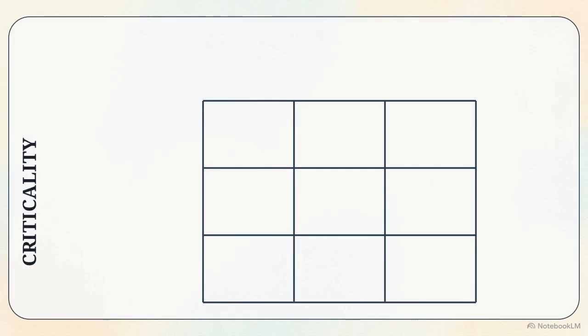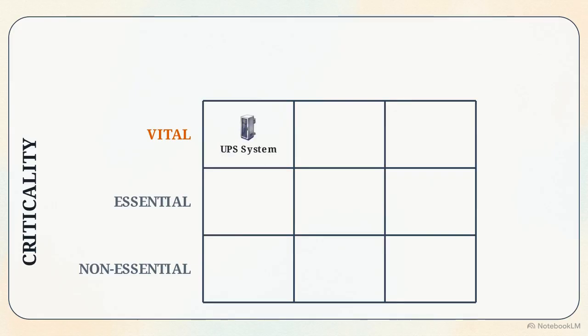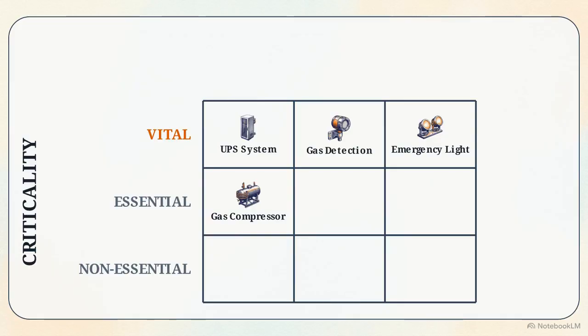This diagram represents that matrix. The y-axis tracks our first dimension, criticality. We divide every piece of equipment into 3 operational tiers: vital, essential, and non-essential. We categorize vital loads as anything required for life safety and damage prevention, like UPS systems, fire and gas detection, and emergency lighting. Essential loads are those that would cause a degradation of the production process if lost, such as main gas compressors. Finally, non-essential loads include systems like standard HVAC, where a temporary loss of power has no immediate operational effect.